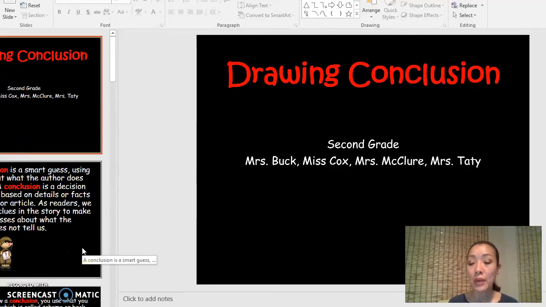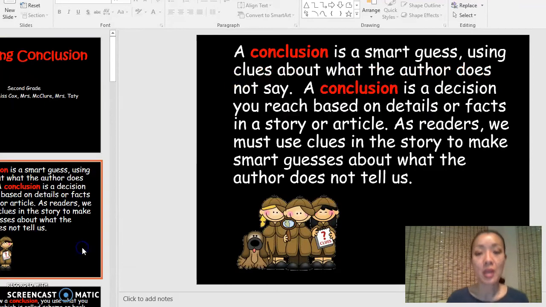Today we're going to talk about drawing conclusions. A conclusion is a smart guess, using clues about what the author does not say. A conclusion is a decision you reach based on details or facts in a story or article. As readers, we must use clues in the story to make smart guesses about what the author does not tell us.